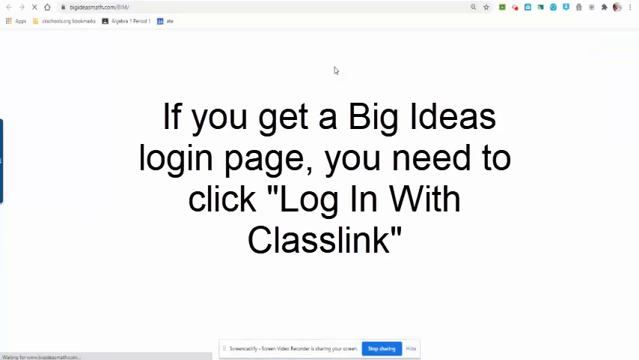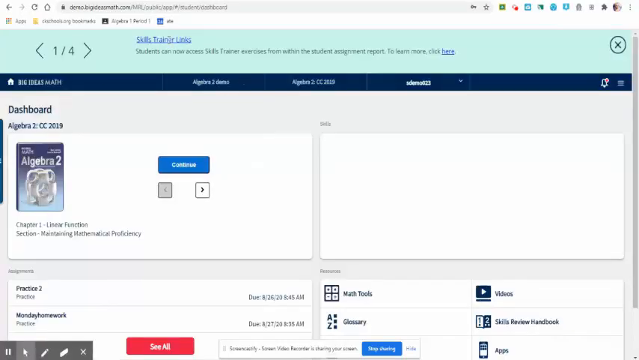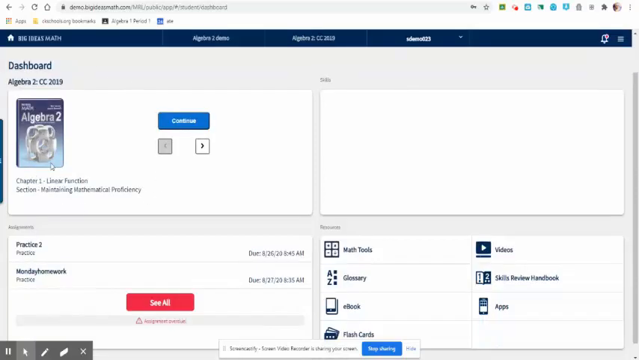So click on Big Ideas, and since we've already logged in through ClassLink, the password is always remembered, and the book will pop up for you. If it comes up with a username and password icon, you need to click the button that says Sign In with ClassLink. So this is what your student profile will look like. You will see your name, and you will see the course that you were in. This is the textbook that you will be using. If you were to click on this button, it would open the physical textbook.